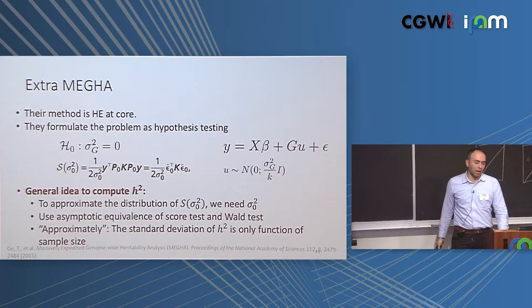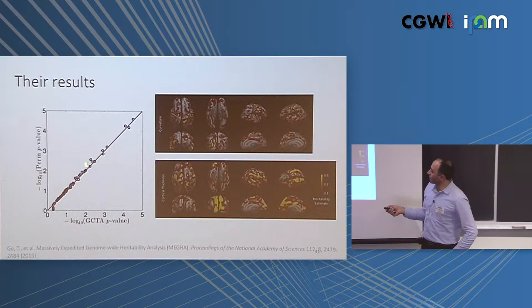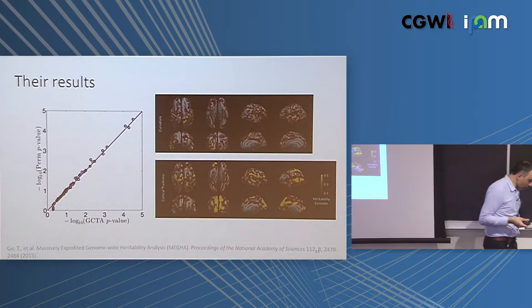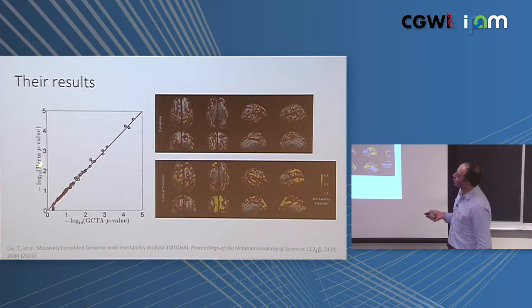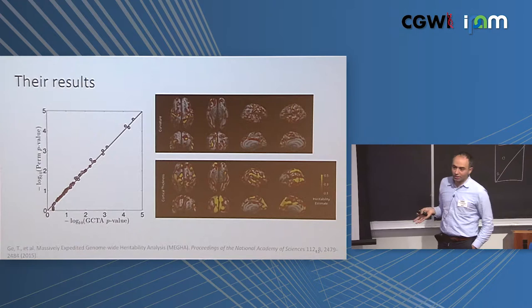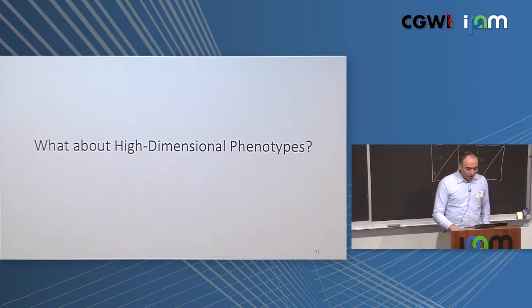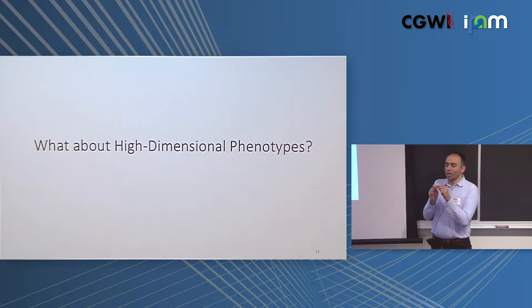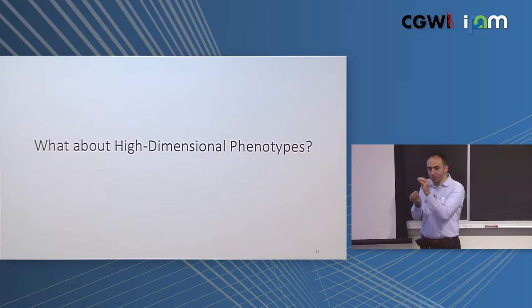They showed that their result is very similar to REML, which is basically the software that people use to estimate the restricted heritability, except that it's much faster. So when you want to use this kind of approach to produce the heat map for hundreds of thousands of phenotypes, it is much faster. However, the problem here is that we are still talking about a unidimensional phenotype. Although you have a lot of them, one for every individual vertex in the brain, you're still talking about a unidimensional phenotype.